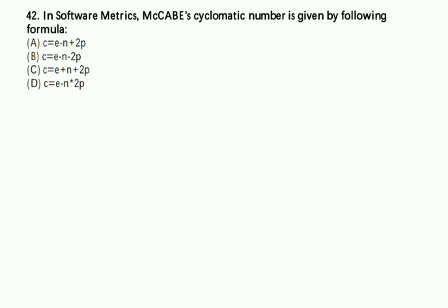So option A, that is E minus n plus 2p. This is the complexity formula for the control flow graph, where E is the number of edges, n is the number of nodes of the graph, and p is the number of connected components of the graph.